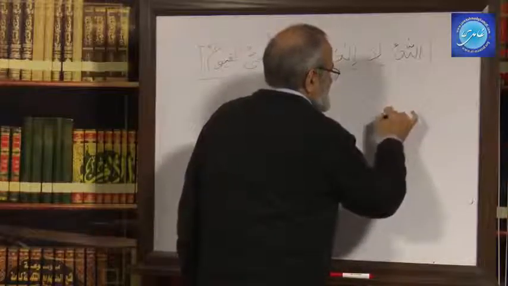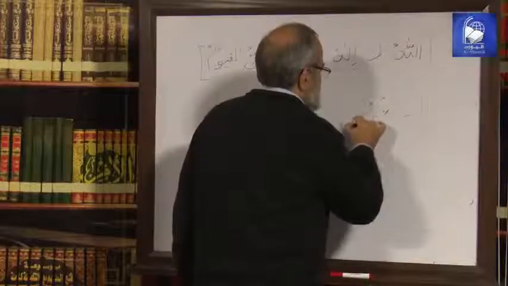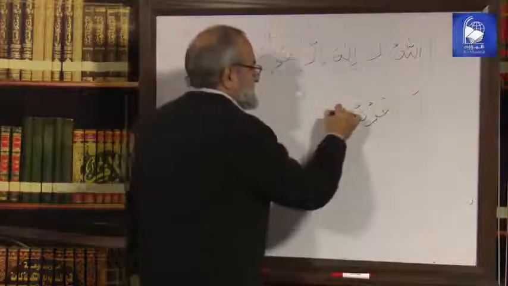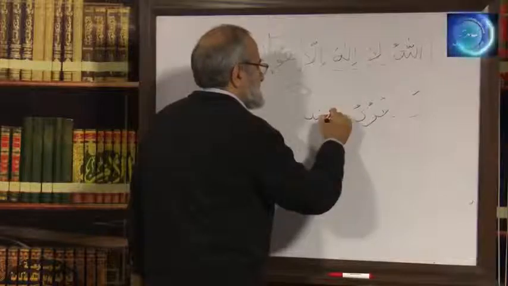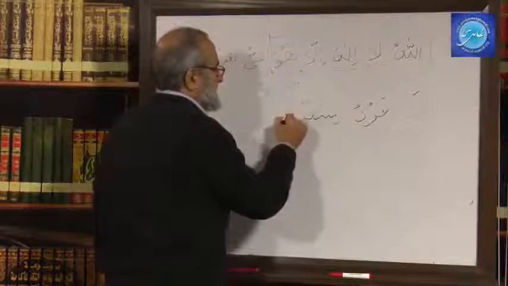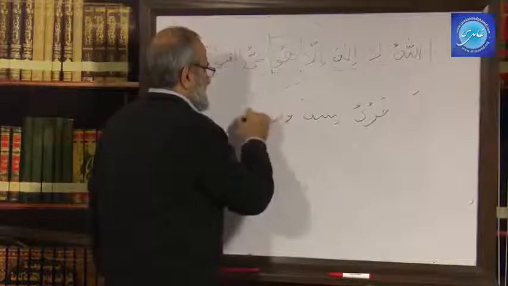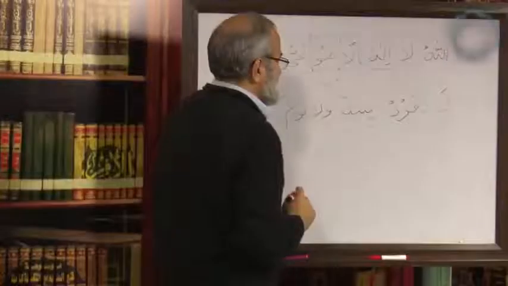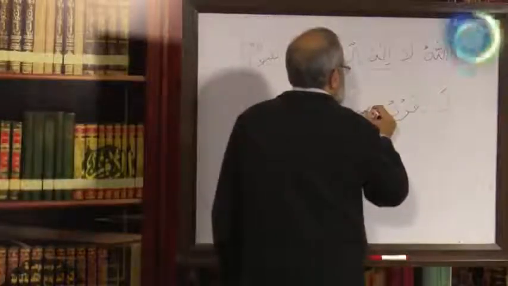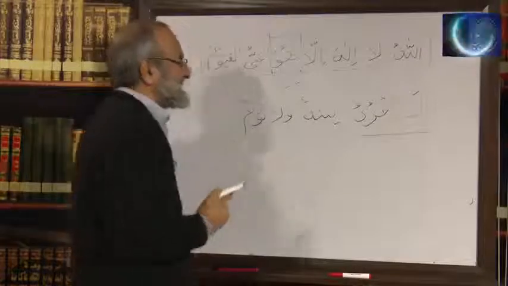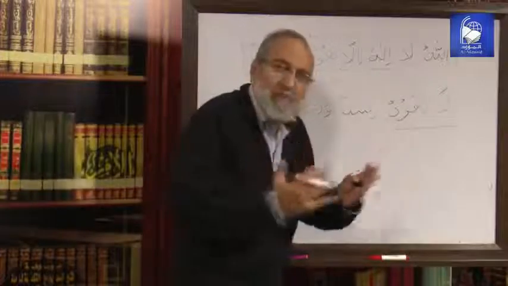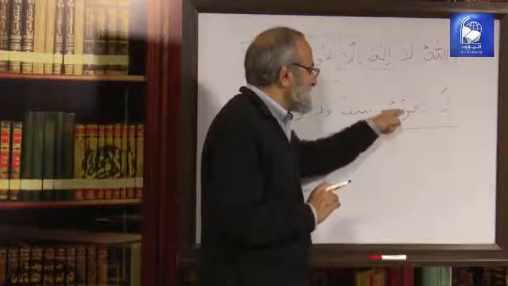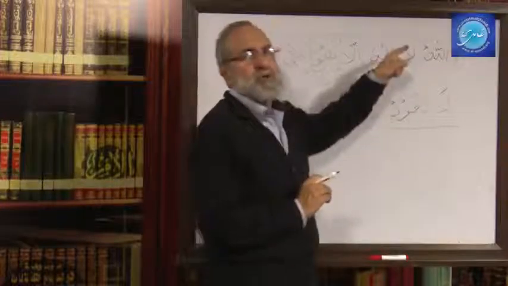La ta'khuzuhu sinatun wala nawm. We've not done verbs, okay, but we do still have some idea of what verbs are. La ta'khuzuhu, it doesn't take over him. He is not overcome by. Akhaza means to grip, to hold. So he's not held by. Ta'khuzuhu, hu is a pronoun and is referring to God Almighty.